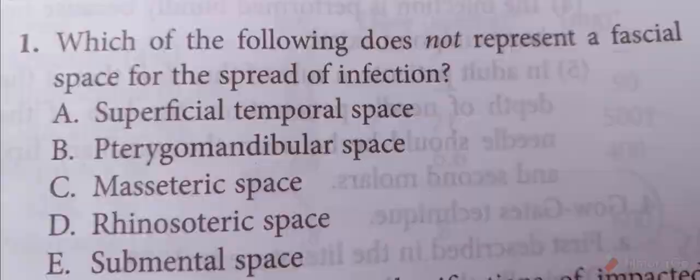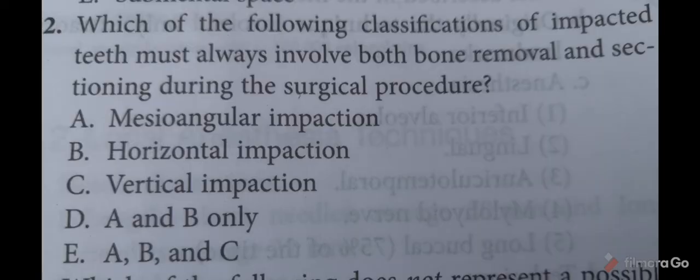D is the answer. Which of the following classification of impacted teeth must always involve both bone removal and sectioning during the surgical procedure? So we have to say which type of impaction needs both bone removal and sectioning. That is the question. Mesioangular impaction, horizontal impaction, vertical impaction, A and B, A, B and C.